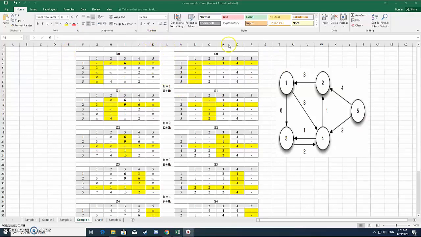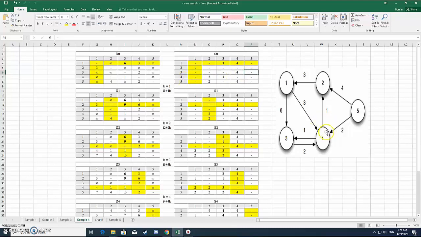So now we need to do the S0 table. For the S0 table we need to see the diagram first. 1 goes to 3 and 4, so for 1 we put the 3 and 4 inside the table, and the others we put a dash. And 2 goes to 1, so we put the 1 here, and the others also dash. And 3 goes to 4, so we put the 4 here, and the others also dash.